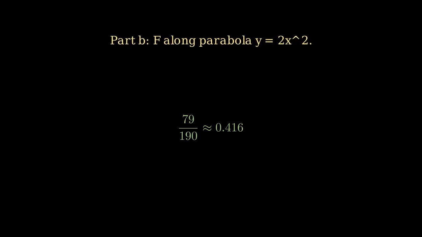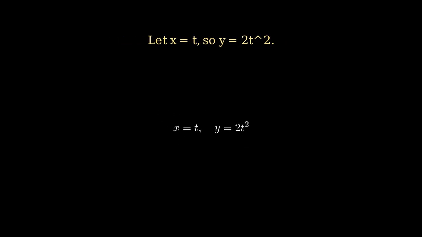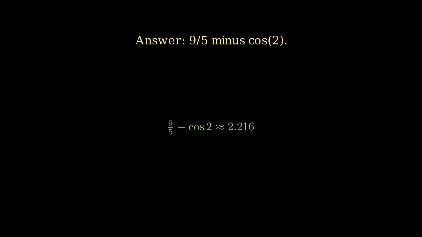Part B. Evaluate the line integral of F dot dr, where F of x, y equals the square root of 2xy, sine of y, and C is the parabola y equals 2x squared, from x equals 0 to x equals 1. Pattern to recognize. When a curve is given as y in terms of x, not as r of t, let x itself be the parameter, so set x equals t and y equals 2t squared. Differentiate both components with respect to t, substitute into the field, then dot the two vectors and integrate from 0 to 1. The answer is 9/5 minus cosine of 2, approximately 2.216.